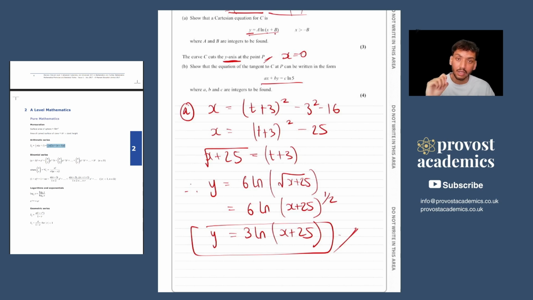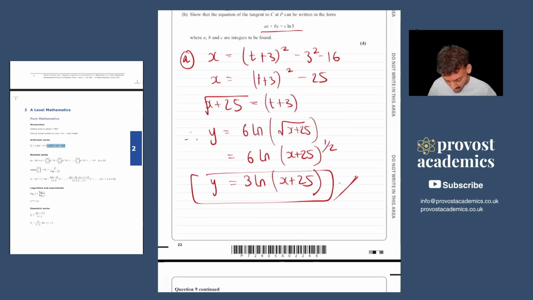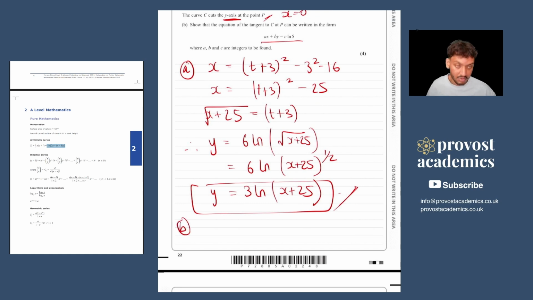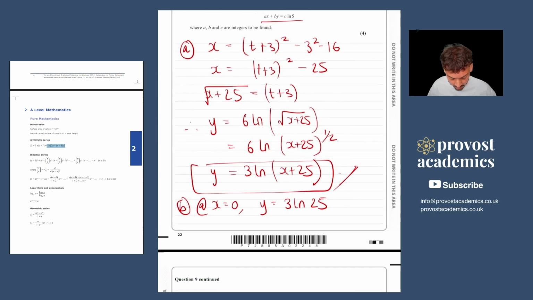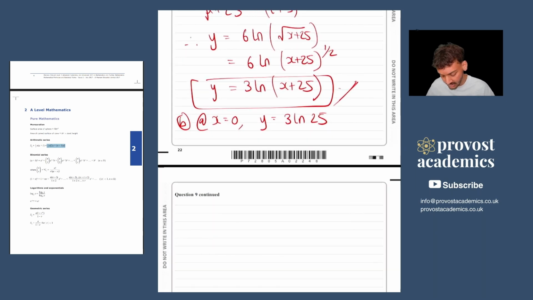Once we got that, we can also find the y coordinate of the normal function when x is equal to 0, and we'll have a pair of coordinates x and y, substitute into the y equals mx plus c equation, and therefore find our equation of the tangent. So hopefully that makes sense. Before I get started, I'll just do a bit of housekeeping. So I'll say x equals 0, y is going to be equal to 3 ln 25. So that's just me finding the coordinate that I'm looking for, so I can later substitute this into my y equals mx plus c equation.